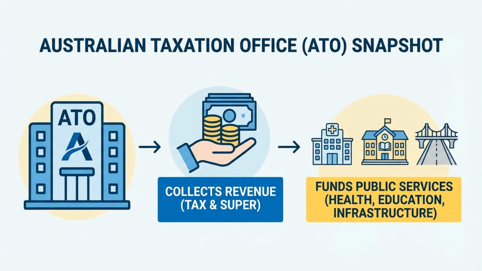The Australian Taxation Office collects revenue through taxes and superannuation. This revenue is then used to fund vital public services such as healthcare, education, and infrastructure projects. These investments are essential for a healthy and thriving society.